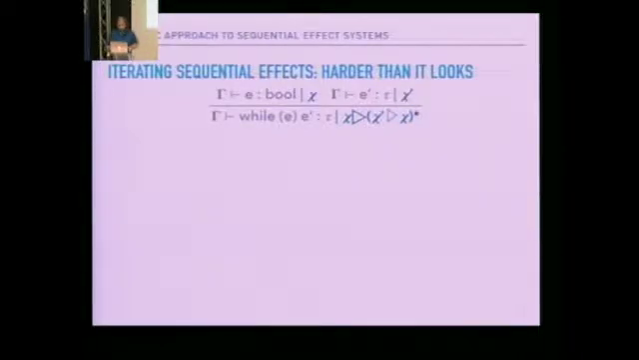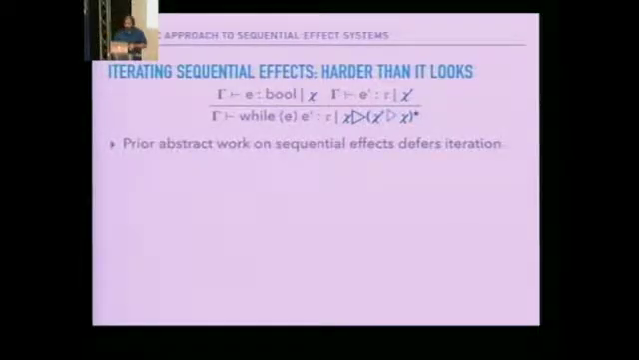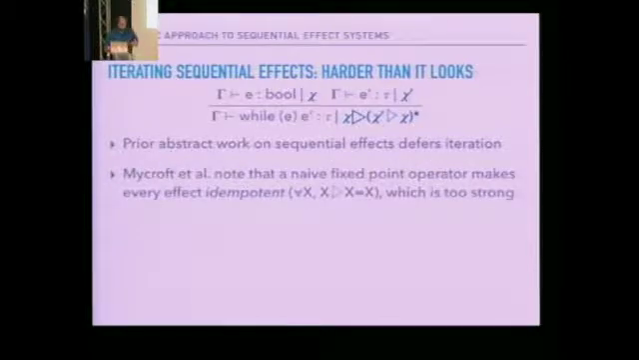And prior abstract work on sequential effects defers iteration. They were busy solving lots of other problems. But Mycroft et al. note that if you just do the naive thing of making sure you have a fixed point operator in the semantics, this has some unpleasant consequences. In particular, it requires every effect in the system to be what's called idempotent, which basically means any number of repetitions of this effect back to back is equivalent to doing it once, which is too strong.